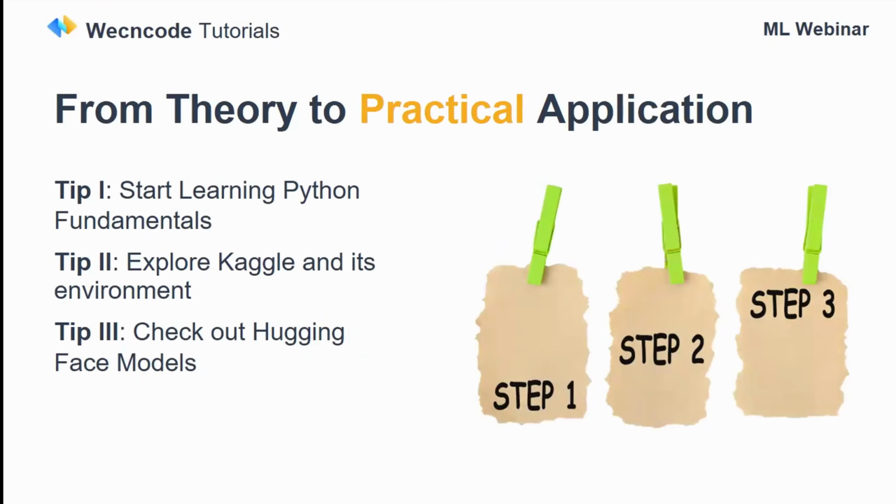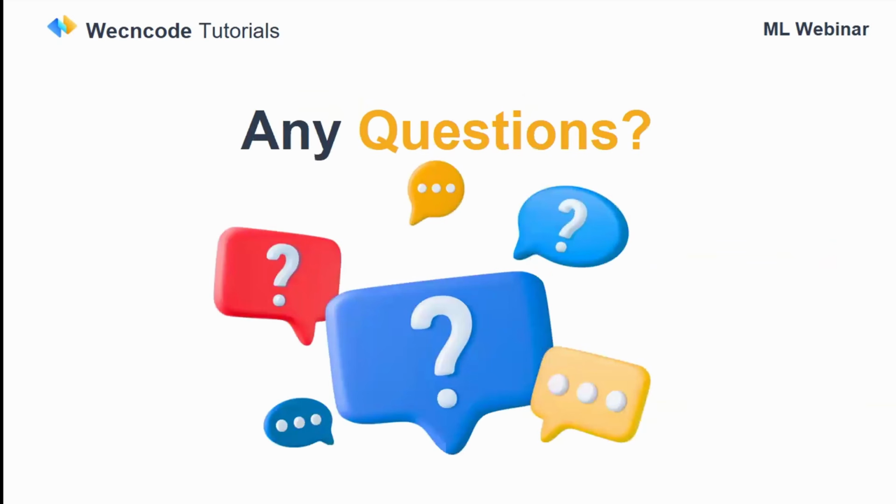So, from theory to practical applications. If we are supposed to get the practical application of everything we've learned so far, we can start by learning Python fundamentals. I've mentioned we don't have to be very vast in Python. You just need to understand the basics of Python and the important syntaxes. You can explore Kaggle, and with the little exhibition I've just showed, we can see Kaggle is straightforward, and we can check out Hugging Face models. You can visit huggingface.com and see the models it has, and every other interesting thing.